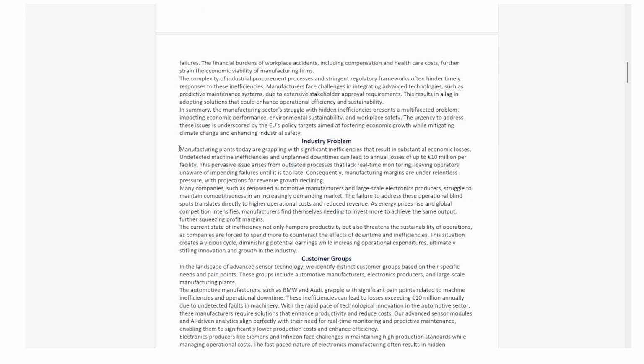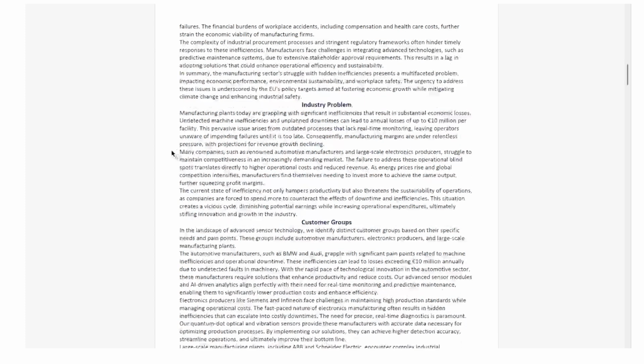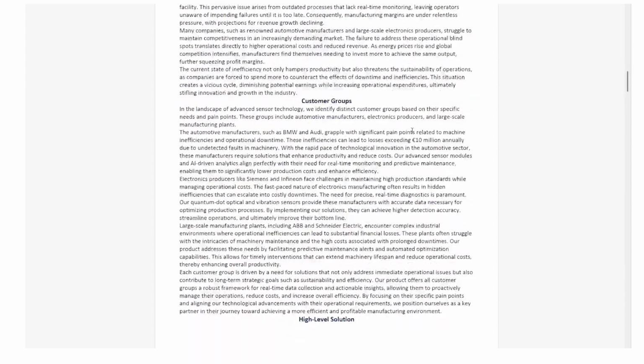Then it talks about the industry problem. Manufacturing plants today are grappling with significant inefficiencies. It talks about the annual losses. It is always instructed to try to quantify as much as possible, so it always tries to add numbers. Then this one obviously is tricky, the customer groups. It's always good to summarize the customers, so you can see automotive, it mentioned BMW and Audi, so this is part of the first document.